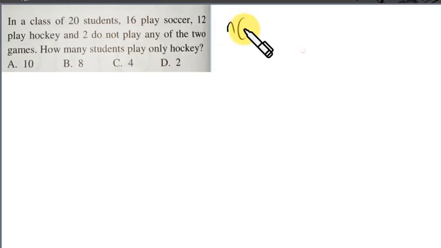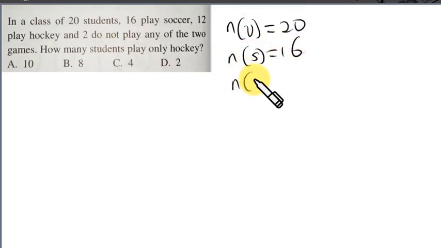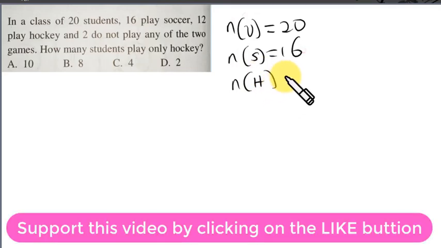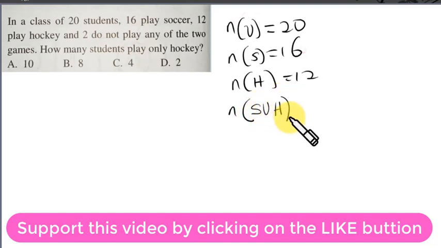The number of students in a class, that is the universal set, is 20. 16 play soccer, so the number of students who play soccer is 16. 12 play hockey, so the number of students who play hockey is 12, and 2 do not play any of the 2 games. So let me look at the number of students who do not play any of the 2 games. That means that if I unite the 2 sets, I'm talking about the complement of the 2 sets. That is the number of students in (S union H) complement, and that is 2.